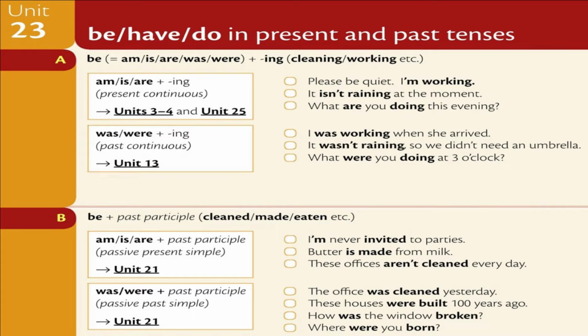Was, were plus past participle. This structure is used in passive past simple. For example, the office was cleaned yesterday. These houses were built 100 years ago. How was the window broken? Where were you born?